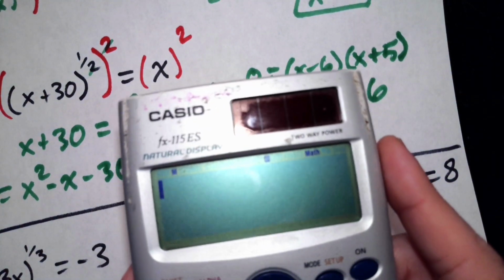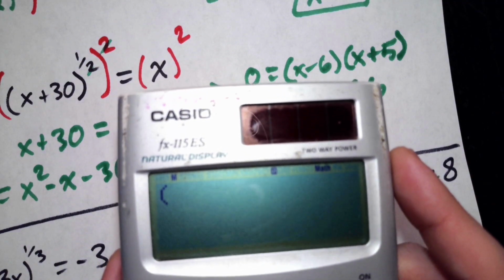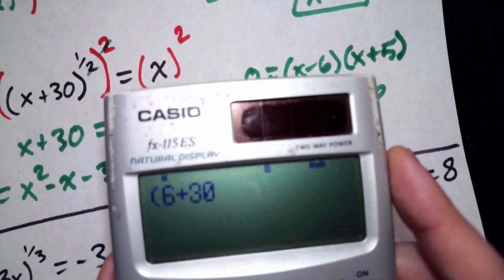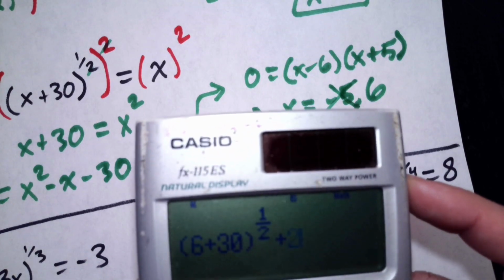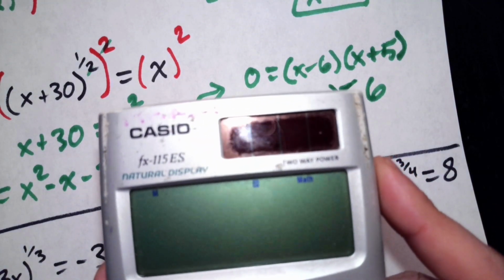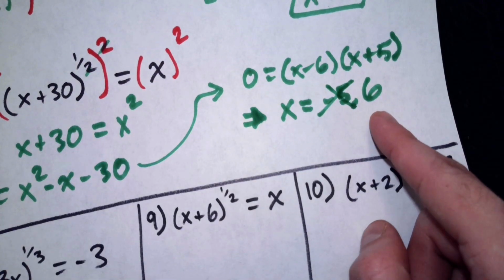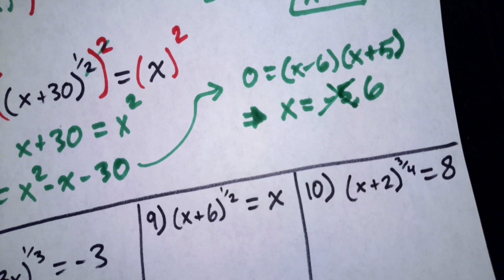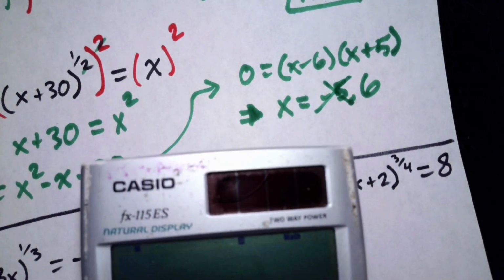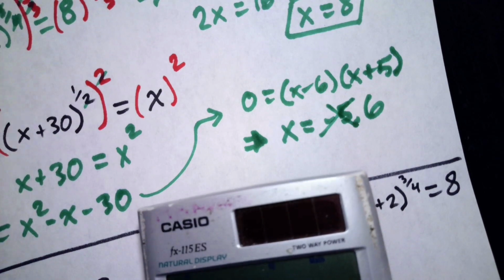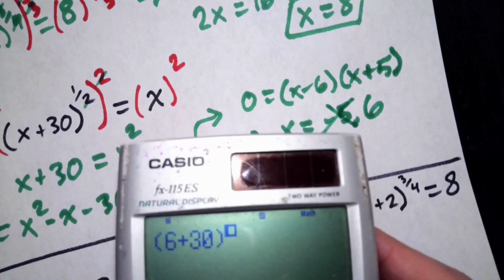And now let's try 6. So 6 plus 30, and then that's to the 1/2 power. If that gives me 6, then we are on the right spot. And actually, oops, I think I typed it in wrong. Let me do this again. Sorry. So what answer did we find? We found out that it was 6. So yeah, we're gonna do 6 plus 30. Raise that to the 1/2 power.